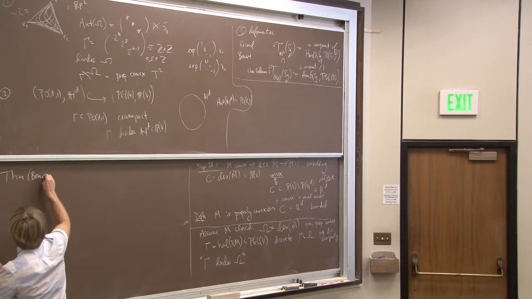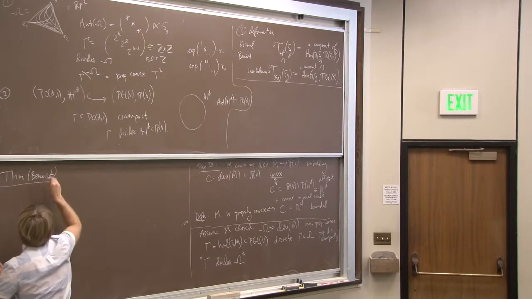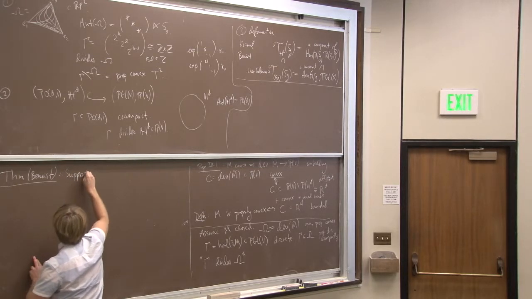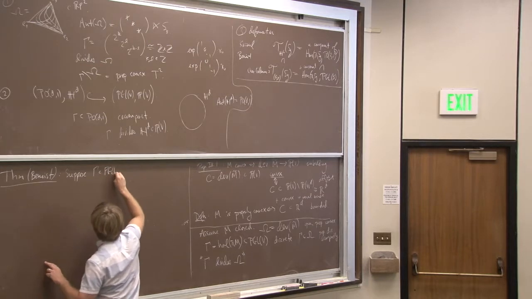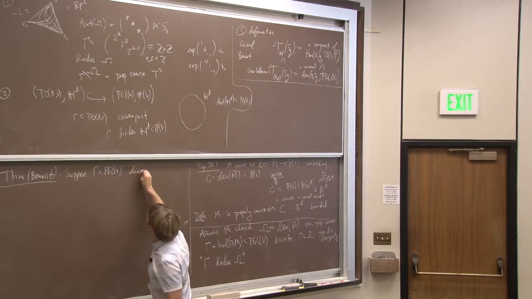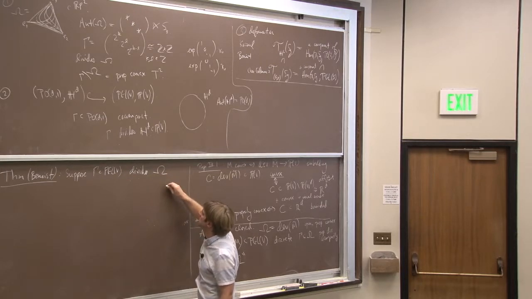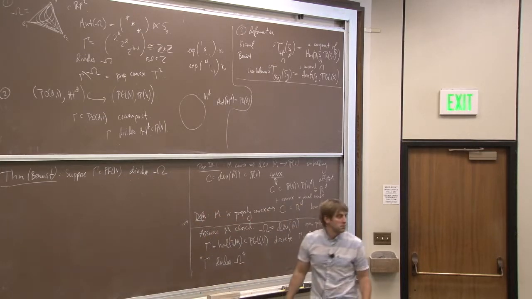This is due to Benoit. OK. Suppose that gamma divides a properly convex set omega. Let me suppress those words.